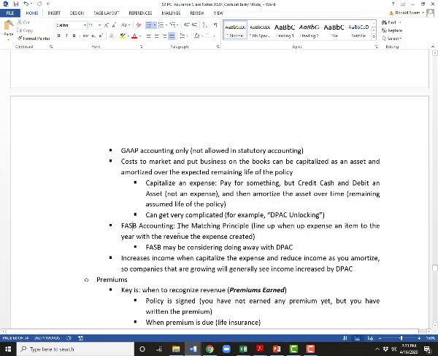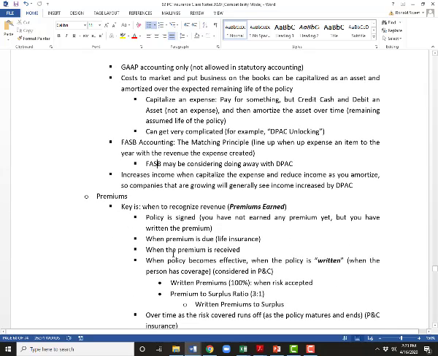And the reason GAAP does this is the matching principle. If you've got a lot of expenses up front, like underwriting, and that's going to enable you to get premiums the next 3, 4, 5, 6 years, GAAP accounting allows you to take those costs that you incurred to get that business and spread those expenses out over the next several years. It's possible FASB will do away with DPAC. I haven't heard that they have, so I think it's still there, but it's still something to consider.